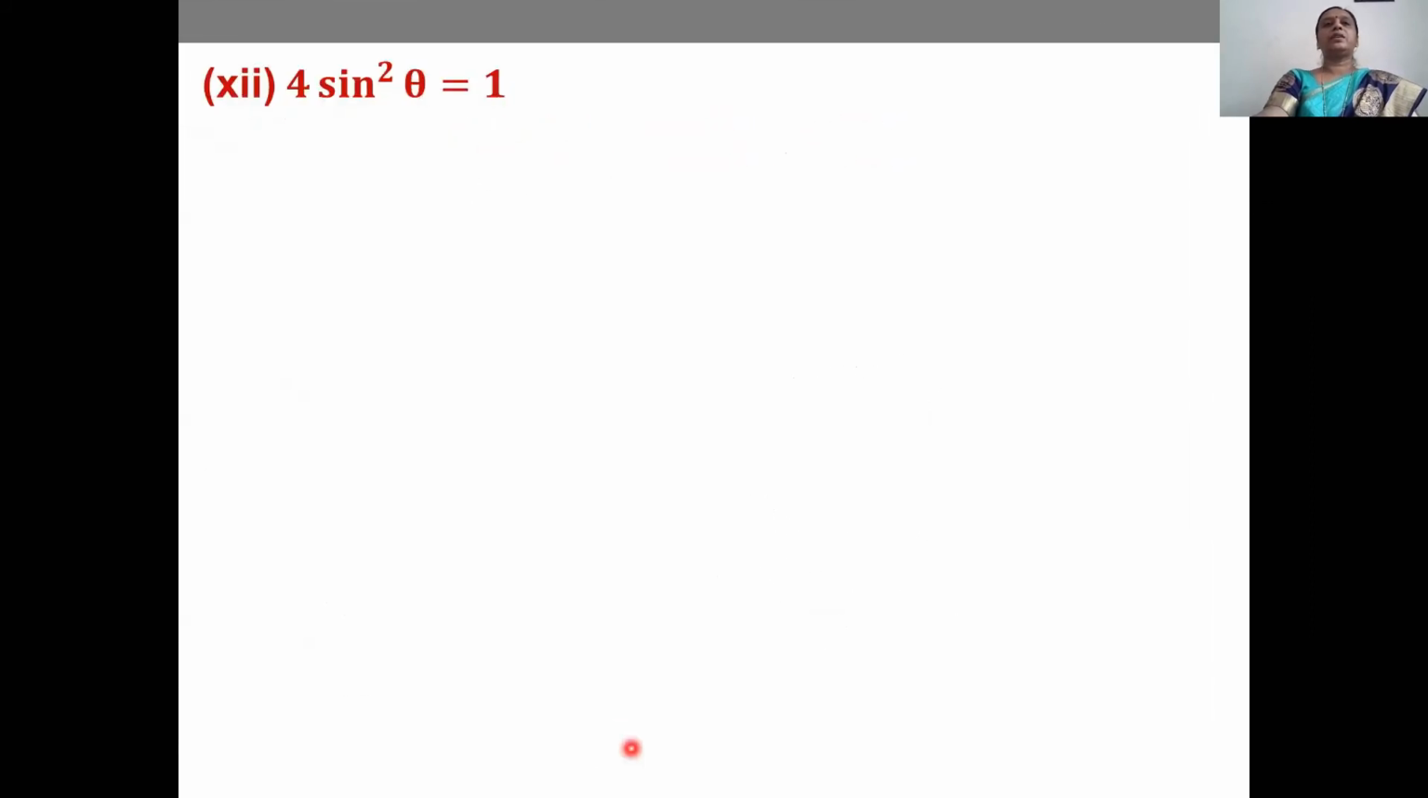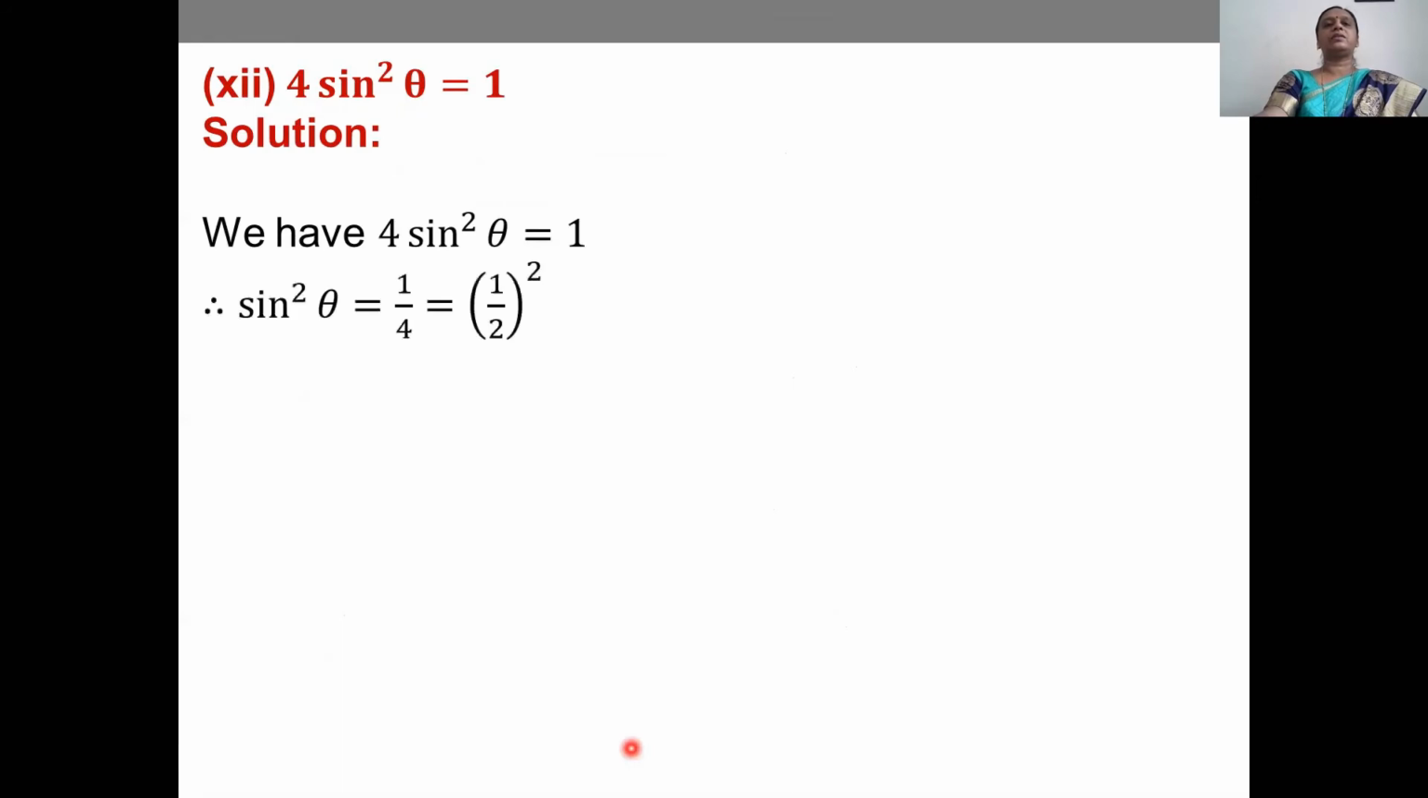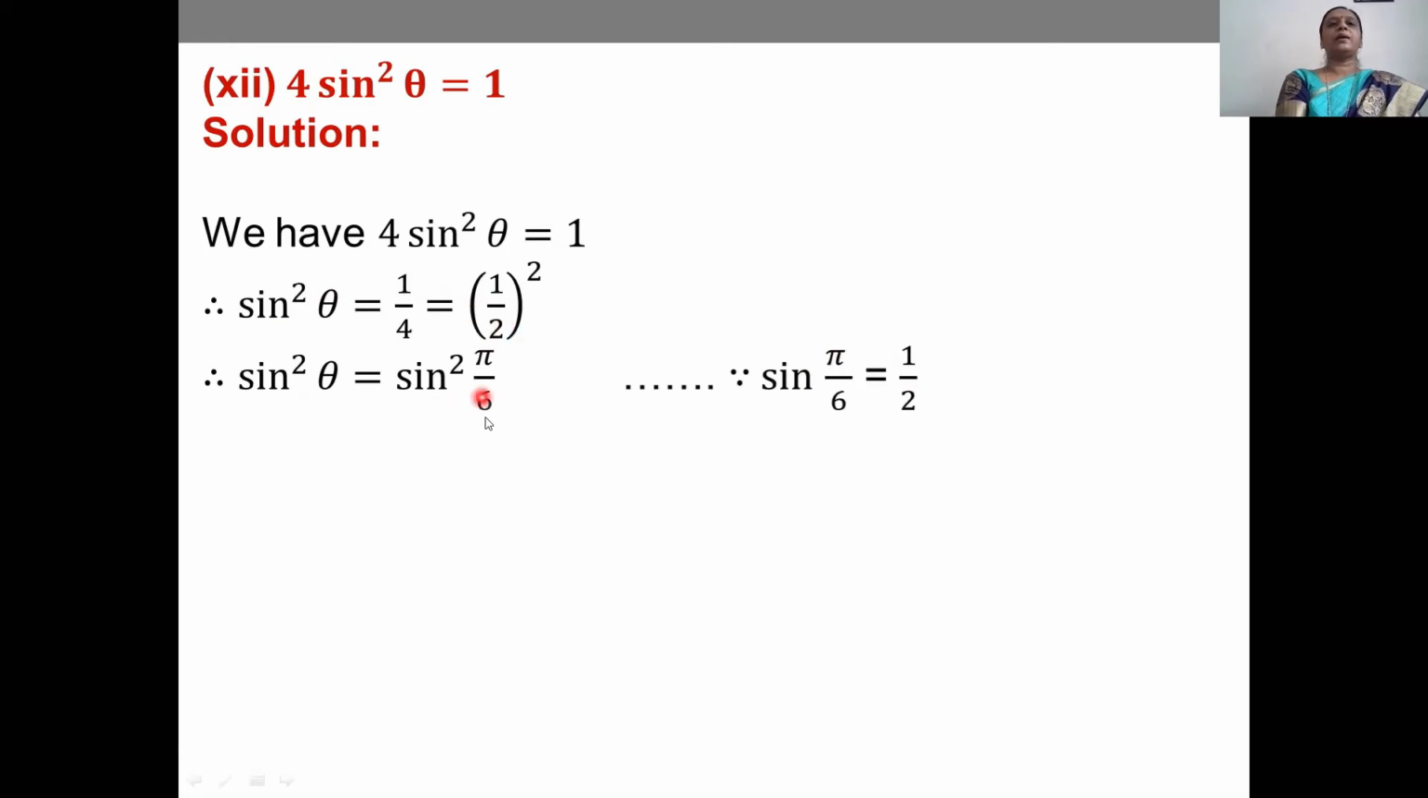4 sine square theta is equal to 1. In the solution, you write down the equation as it is. We have 4 sine square theta is equal to 1. Then this will be sine square theta is equal to 1 by 4. Now again this 1 by 4 can be written as half square. And you know that sine pi by 6 has value half. In this equation, instead of this half, you keep sine pi by 6. Therefore, this equation gets converted into sine square theta is equal to sine square pi by 6.